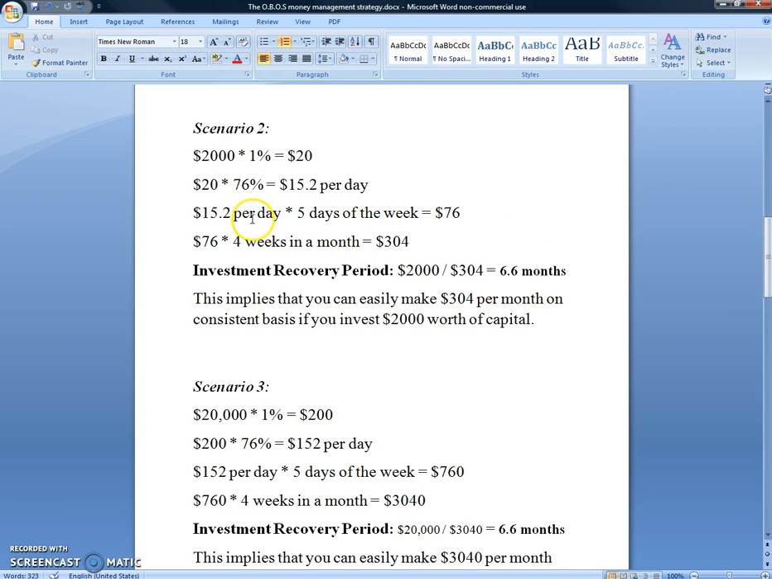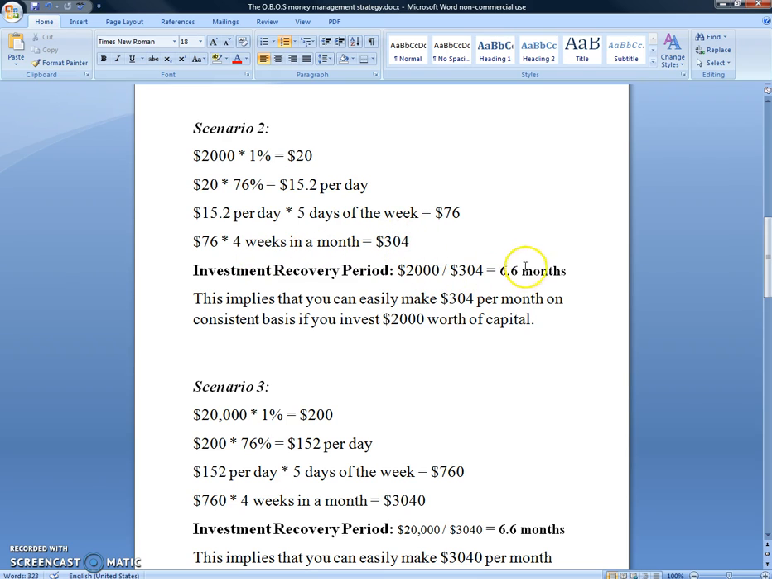Now, if you have enough money, I will suggest scenario 2 to you. Scenario 2 states that if you invest $2,000 capital, you're going to risk just 1% of it per trade. That means you're going to risk $20 per trade. You make a 76% return on $20 per day, because remember, we'll be taking just one trade per day. So you make yourself $15.20 per day. If you keep this consistent for the next 5 days of the week, you make yourself $76 per week, and at the end of the month you can make yourself $304.